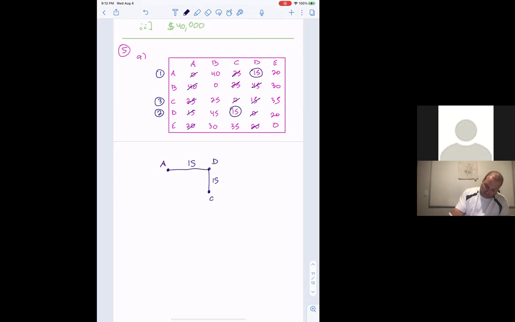So C is my third choice. Cross out everything left in C. And when I look at those 3 rows, I see a couple 20s. Either A to E or D to E, doesn't make a difference which one I use. So I'll use A to E, and that's 20. That's my fourth choice. Cross out everything else in that one. And now we look at the 4 numbers for B, and I see that one is number 5. So that's C to B, and that will be 25. Okay, so that is the minimum spanning tree for the first one.